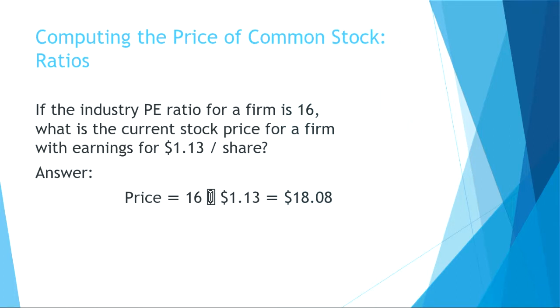So what does price earnings mean? Let's say the price earnings ratio is 16, it means that investors are willing to pay $16 for $1 of current earnings, right? For $1 of earnings, investors are willing to pay $16. So this is the interpretation of this ratio.